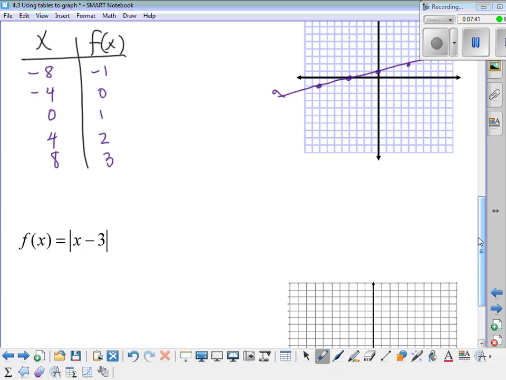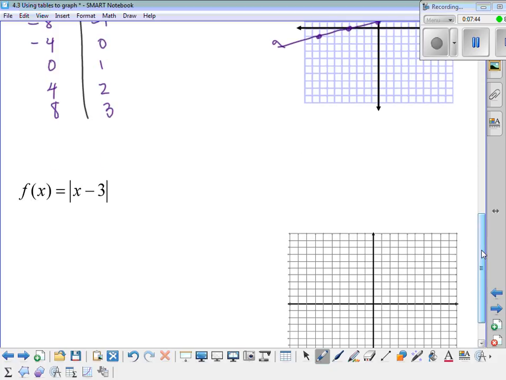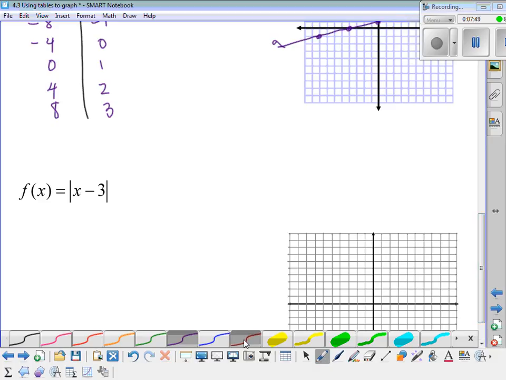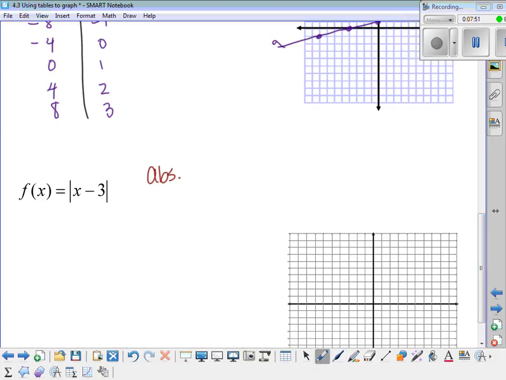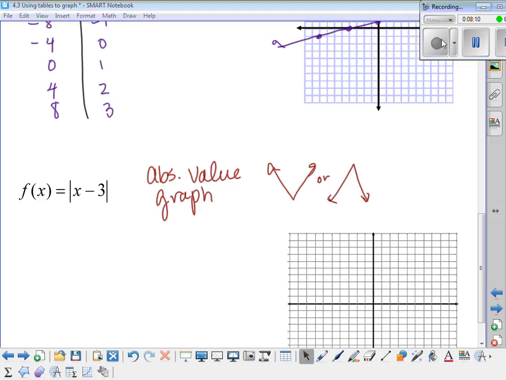Now we're going to do f of x is equal to the absolute value of x minus 3. And on Friday we mentioned that an absolute value graph should either be a V going up or a V going down. Okay, so you want to look at what's inside the absolute value bars, and you want to ask yourself, what will make that equal to 0?